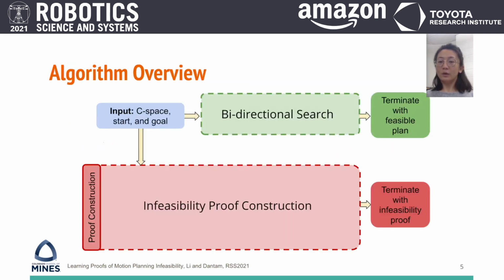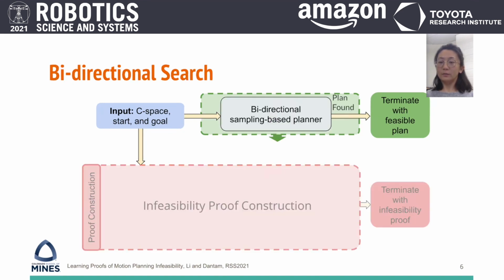Our algorithm runs the bidirectional search and infeasibility proof part in parallel, terminating with either a plan or an infeasibility proof. The inputs follow standard motion planning setup, with full knowledge of the configuration space, the start, and the goal. The bidirectional motion planner part runs on its own thread, and saves all the start tree points, goal tree points, and points sampled in the obstacle region, which are all used by the infeasibility proof part. It terminates the algorithm when it finds a plan.